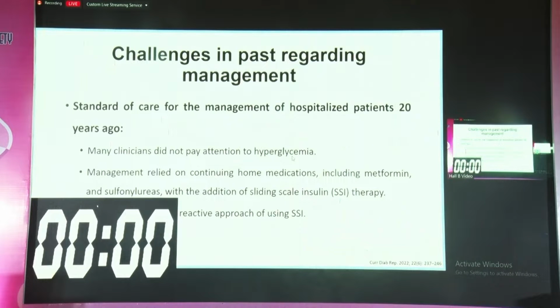The heavy reliance on the so-called sliding scale insulin therapy, which is a very reactive approach, leads to a roller coaster effect on blood glucose monitoring, leading to extremes of glycemic swings, which itself is an indicator of bad prognosis in the hospital setting.